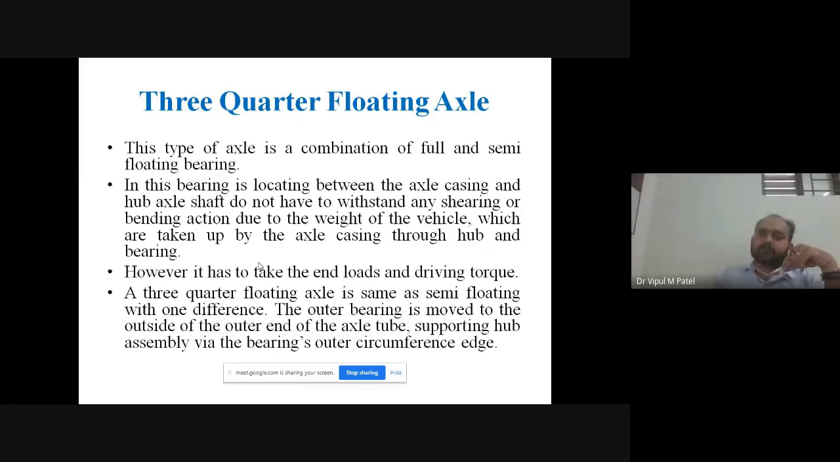The major difference, which one? The outer bearing is moved to the outside of the outer end of the axle tube, supporting the hub assembly via the bearing's outer circumference edge. This one is the main difference between the 3/4 floating and semi floating axle. The outer bearing is moved to the outside of the outer end of the axle tube, as you saw in the figure, supporting the hub assembly via the bearing's outer circumference edge.